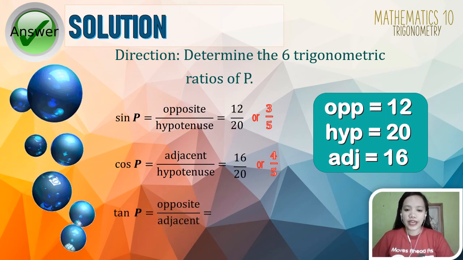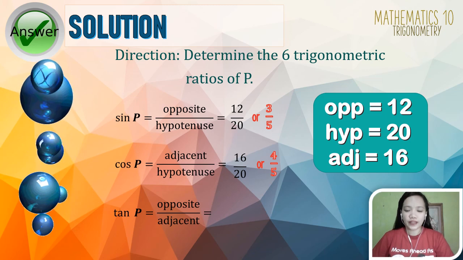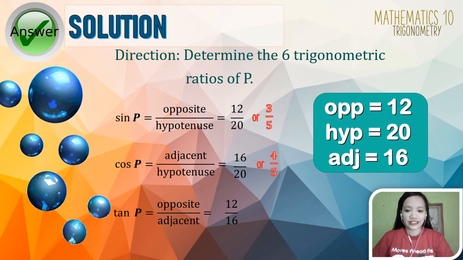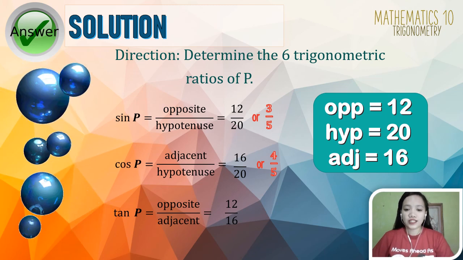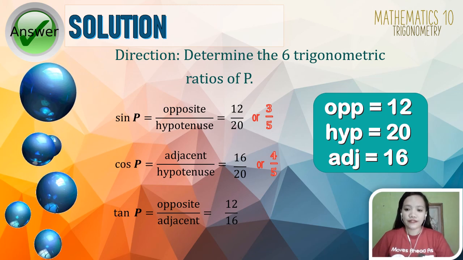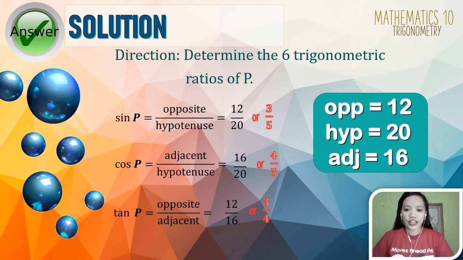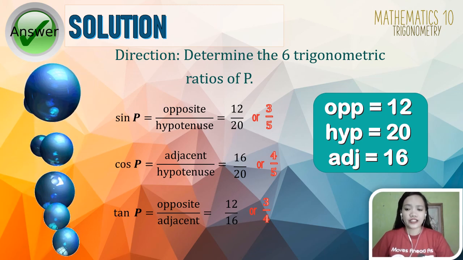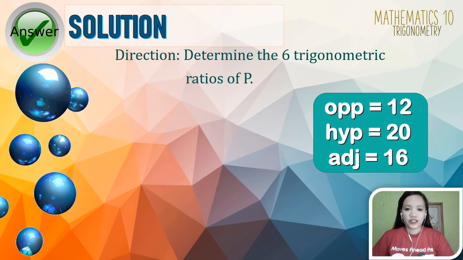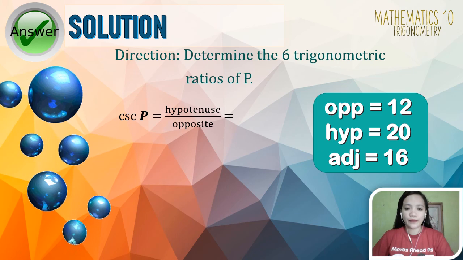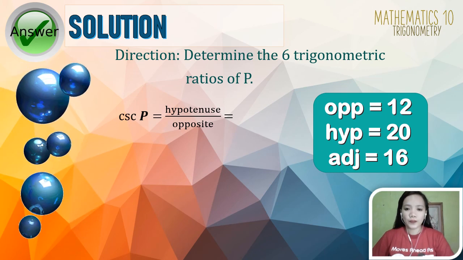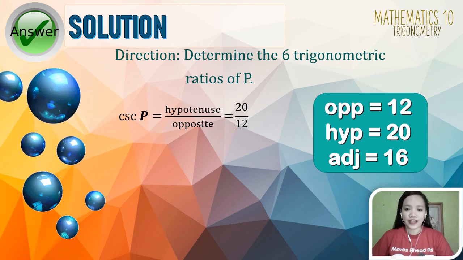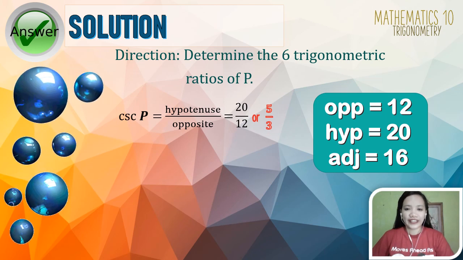Next, for tangent P, our formula is opposite divided by adjacent. Substituting in the formula, we'll have 12 over 16. We can see that this expression can still be simplified. So we will have 3/4. Next, we still need to get 3 remaining trigonometric ratios. So we have here, for cosecant P, hypotenuse divided by opposite, we'll have 20 over 12. We can still simplify this. We'll have 5 over 3.